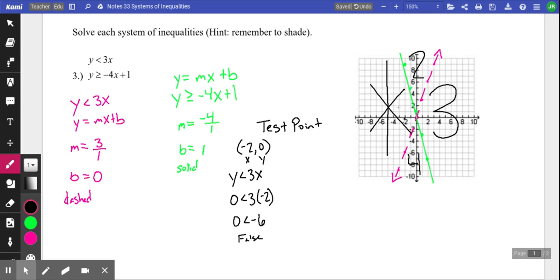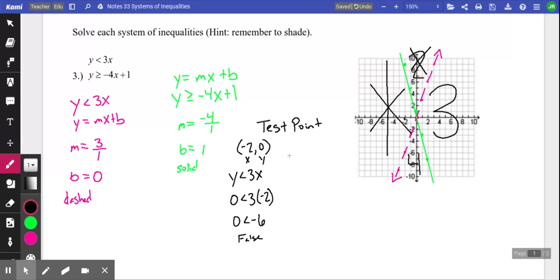If region 1 can't be a solution, that means that region 2 also can't be where my solutions are, because they're on the same side of my dashed line. Here's my dashed line. If region 1 can't be where the solutions lie, region 2 can't be either. So my solutions are either in region 3 or region 4.